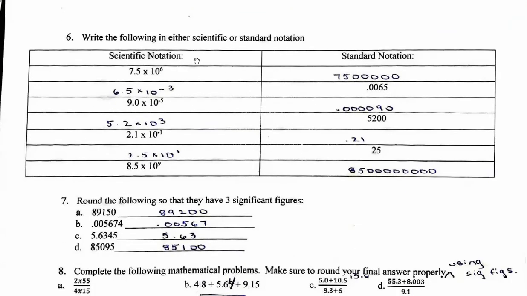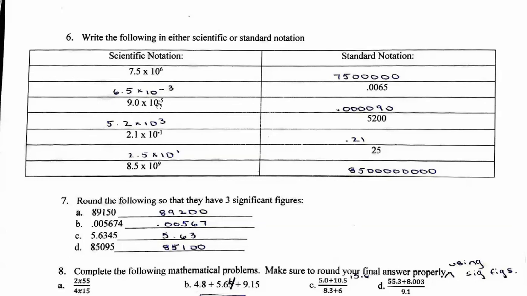All right, write the following in scientific or standard notation. 7.5 times 10 to the 6th. I need to move my decimal place over 6 places to the right to make it a bigger number, and you get this answer. For this, I need to make my number to be in scientific notation. It has to be between 1 and 10. So I need to move this decimal place over 1, 2, 3 places. So it's 6.5 times 10. Since I made a smaller number bigger, I need a negative third.